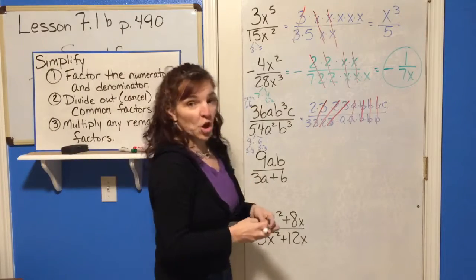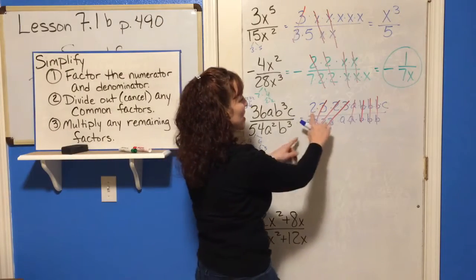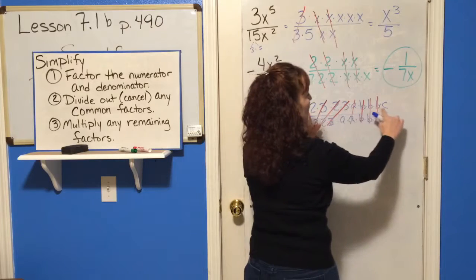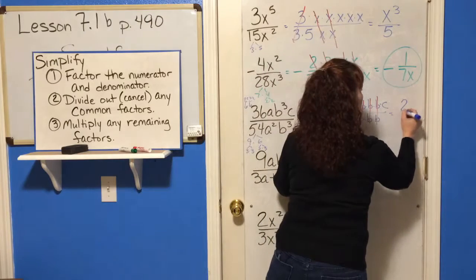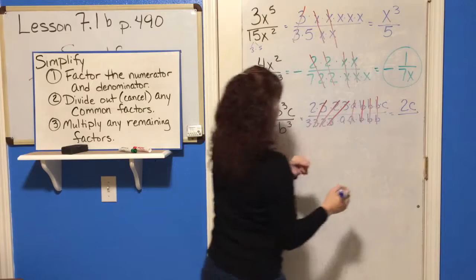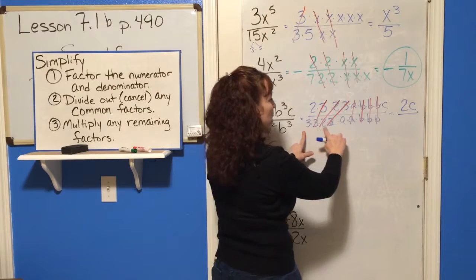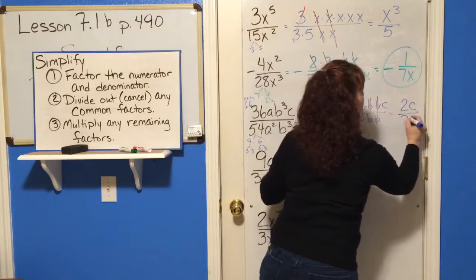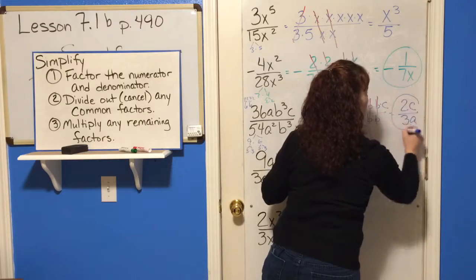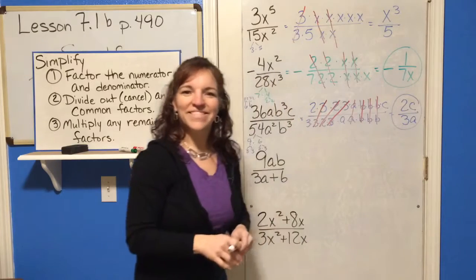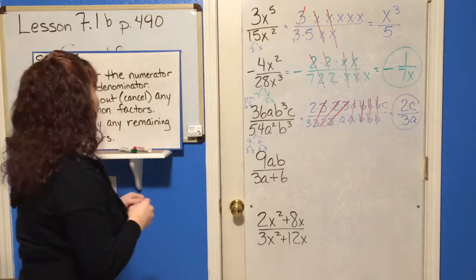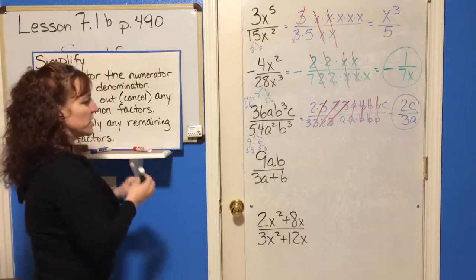So once you have them marked off, you can quickly and easily go through and see I have a 2 and a C. So my numerator is 2C. In the denominator, I have a 3 and an A, so 3A. 2C over 3A. Done. All right? Let's make it just a touch more difficult.